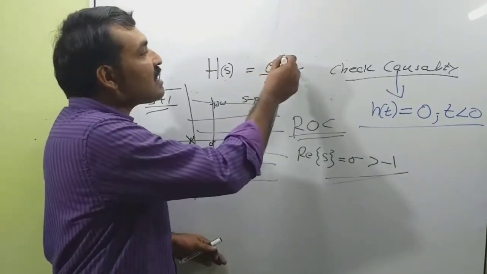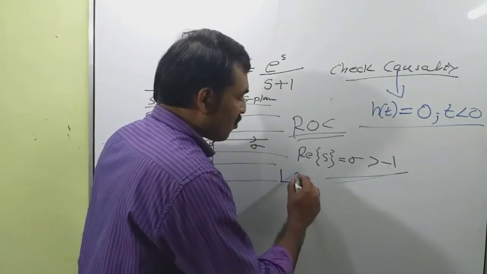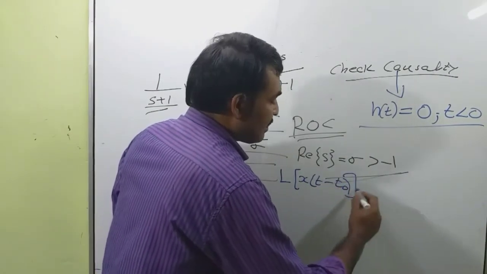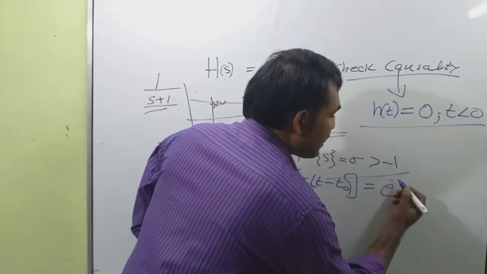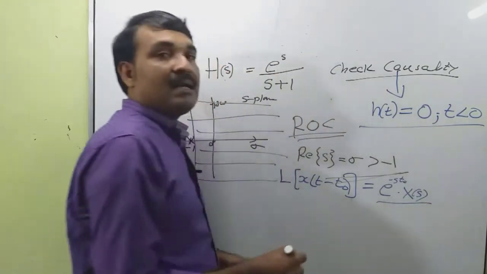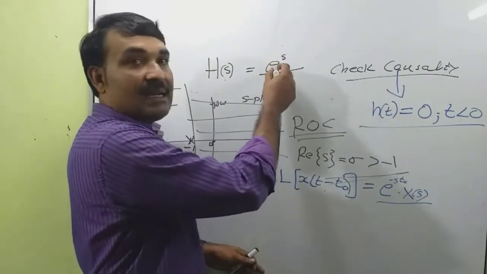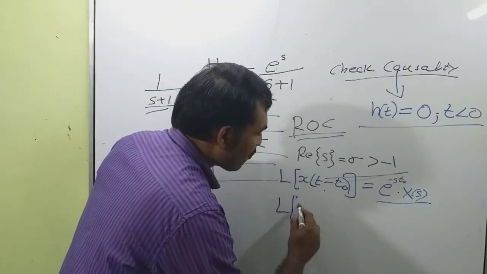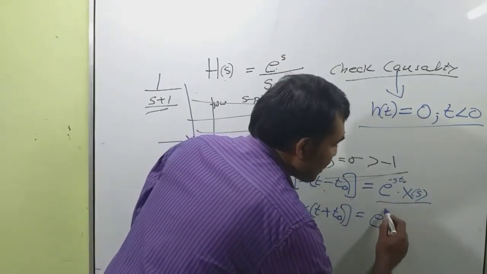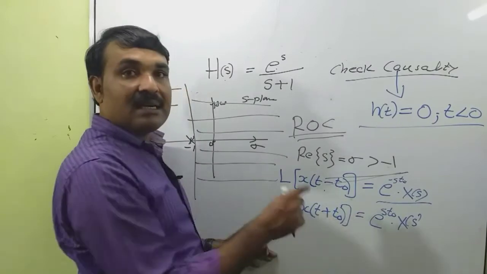Now our function is e raised to s divided by s plus 1. We have a property: Laplace transform of x of t minus t0 is equal to e raised to minus s t0 into X of s. We can apply this property in this problem. Here the signal is delayed, but here the signal is advanced. Similarly, Laplace transform of x of t plus t0 is equal to e raised to s t0 into X of s. This is a signal advanced by t0 units.